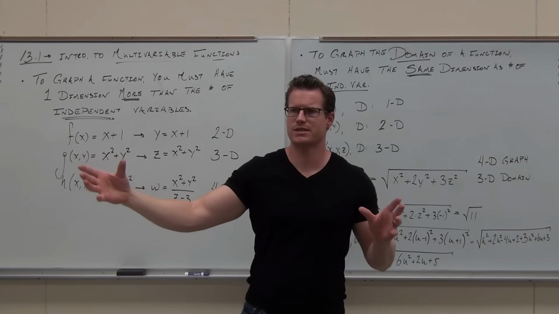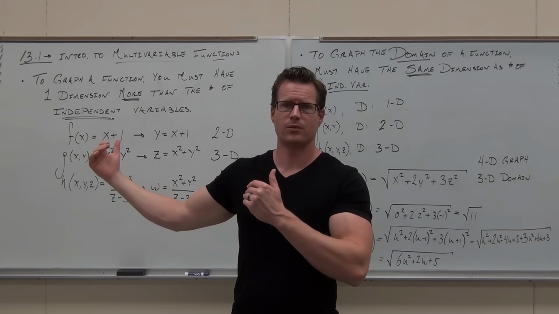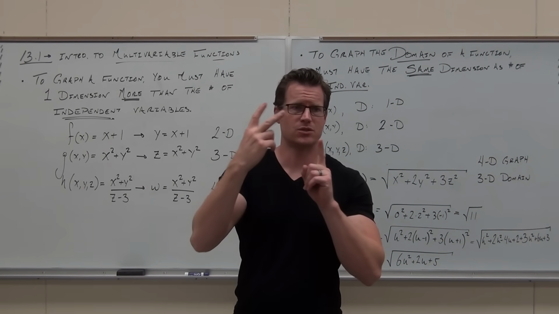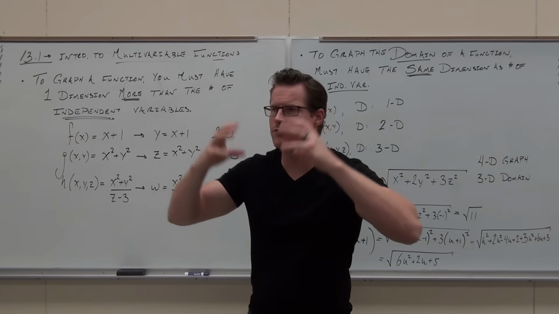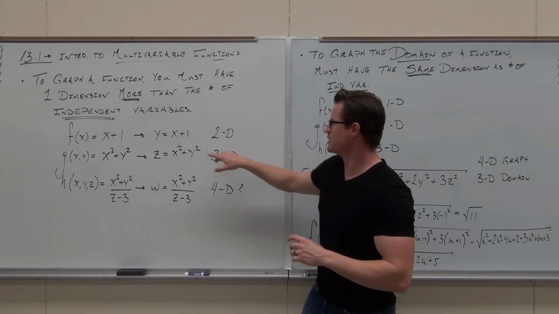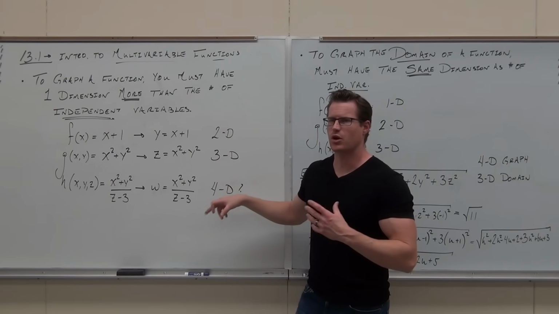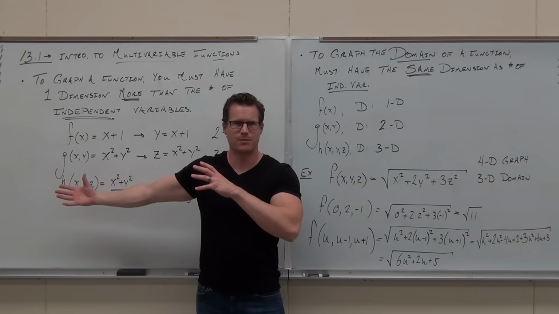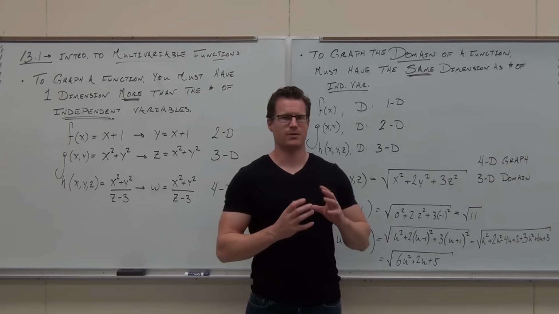So just a little 20-second recap. We got these things called multivariable functions now. One independent variable takes 2D. Two independent variables, 3D. Total number of variables equals what you need to graph it: 2, 2, 3, 3, 4, 4. It's always one more than the number of independent. Domain, it's always equal to the number of independent.